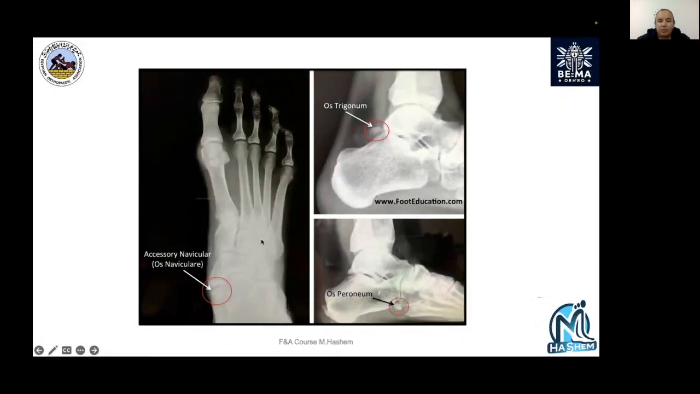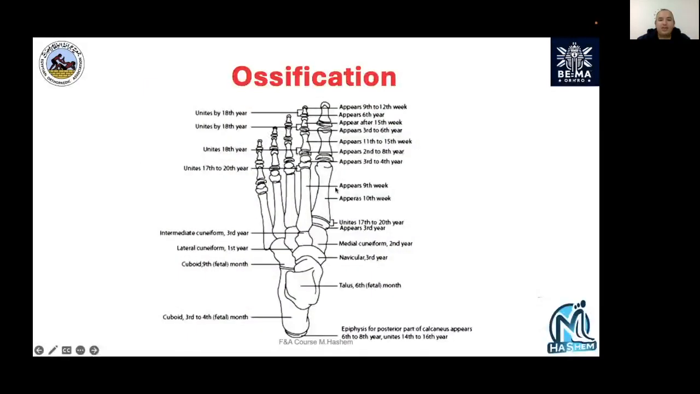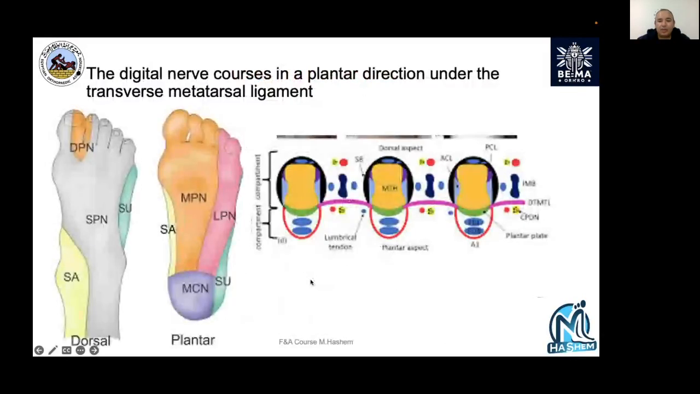Remember the accessory bones. The accessory navicular, as we agreed, is actually a center of ossification, which has either united or has a fibrous union. Then os trigonum and os peroneum. The os peroneum is in the peroneus longus tendon, and the os trigonum, as I told you, is just lateral to the FHL. For ossification, just remember that the calcaneum comes at 6 months. Calcaneum, talus, cuboid, medial cuneiform, lateral cuneiform, intermediate cuneiform. Remember it like that. I will not go into the numbers.